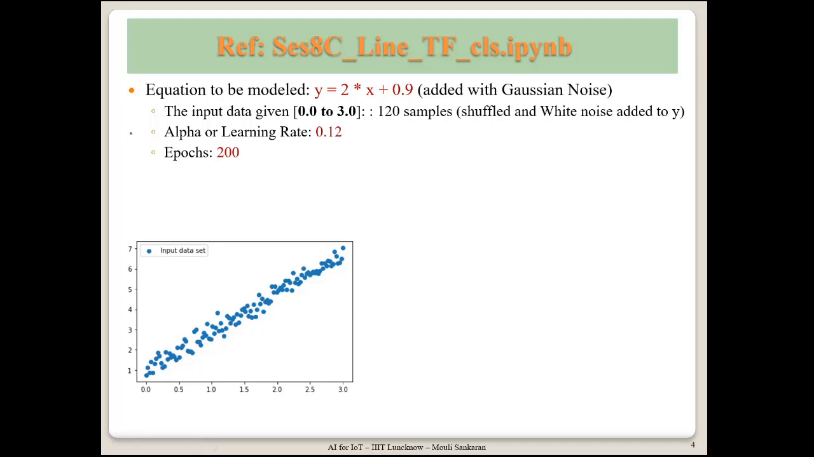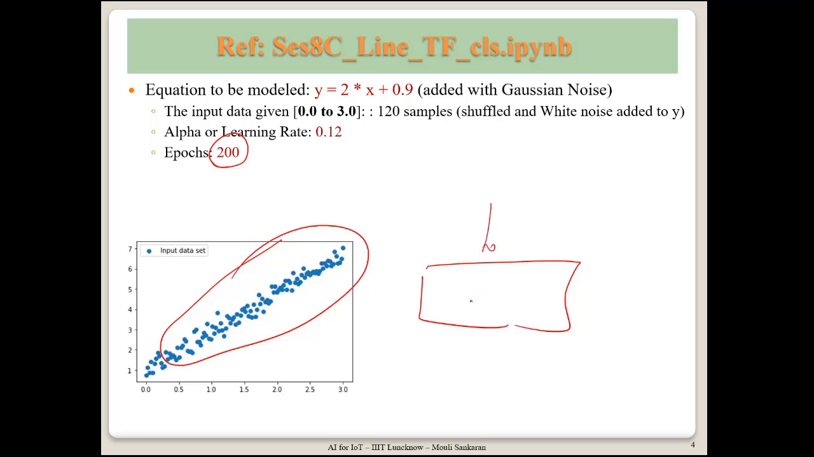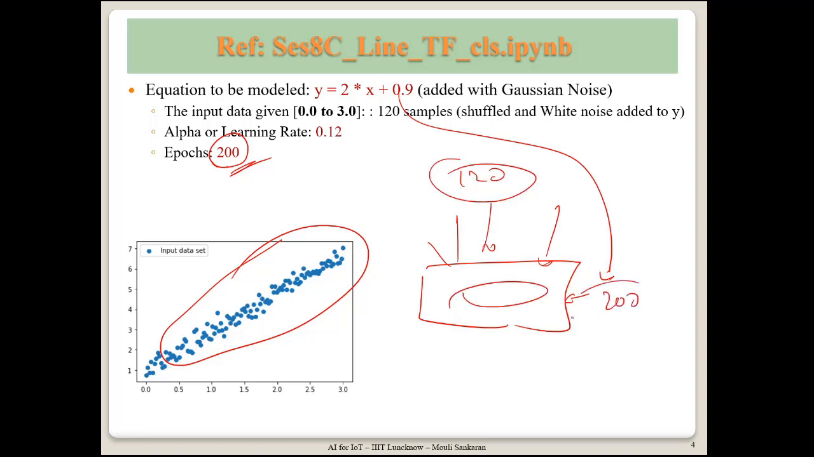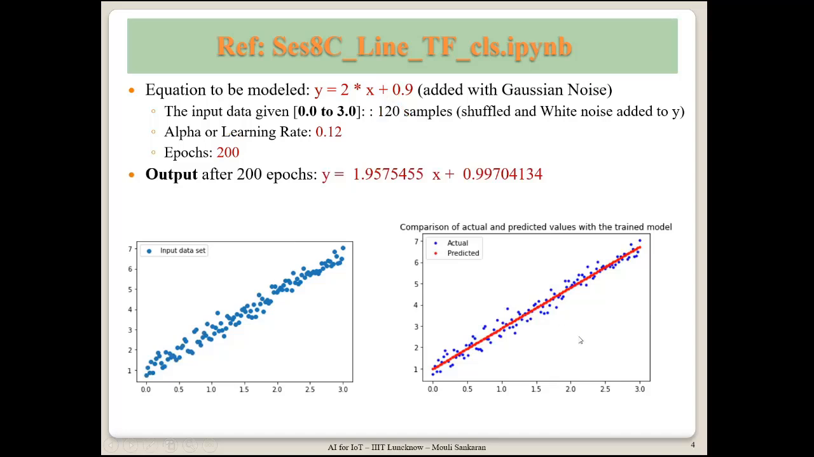And 200 epochs means we are training the network that many times. That means we are updating the weight and bias that many times. We run through the complete sample on the model that we have trained, then we compare against the actual and update it 200 times. That means all the inputs are taken, all 120 inputs, and we update the weights 200 times, so that we finally reach something closer to the actual. That's what we are doing in the code, and this is what we got.